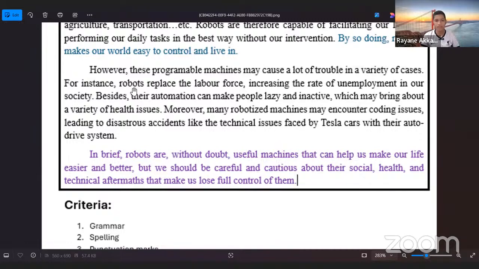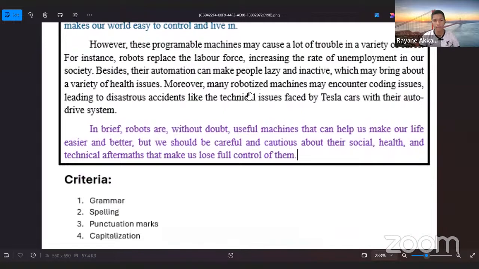For instance, robots replace the labor force, increasing the rates of unemployment in our society. Besides, their automation can make people lazy and inactive, which may bring about a variety of health issues. Moreover, many robotized machines may encounter coding issues, leading to disastrous accidents like the technical issues faced by Tesla cars with the auto drive system. Oh, nice. Very good. Yes.